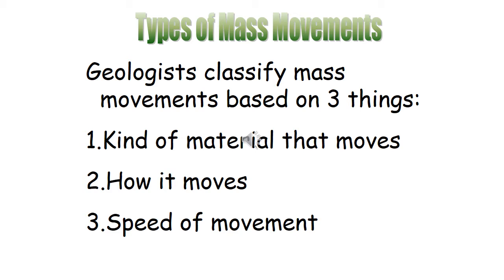All right, so we have 3 things that geologists use to classify mass movements. The first one is the type of material that moves. So we're looking at particle size, whether it is a sand, a pebble, a rock, a silt, which is extremely fine material. Second, how it moves: if it slides down a hill, or if it starts to rotate, like big rocks that rotate as they tumble down the hill. And third, the speed of the movement of the mass. Those 3 things all influence how we classify mass movements.